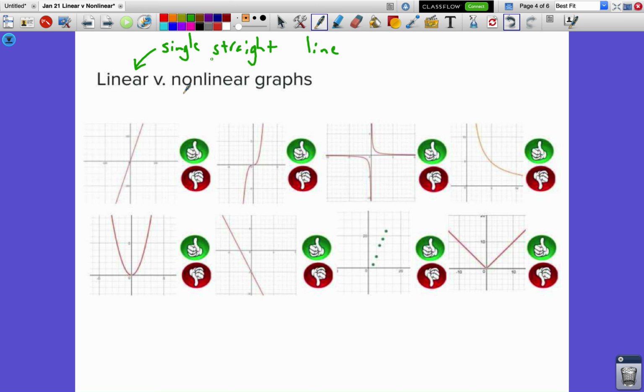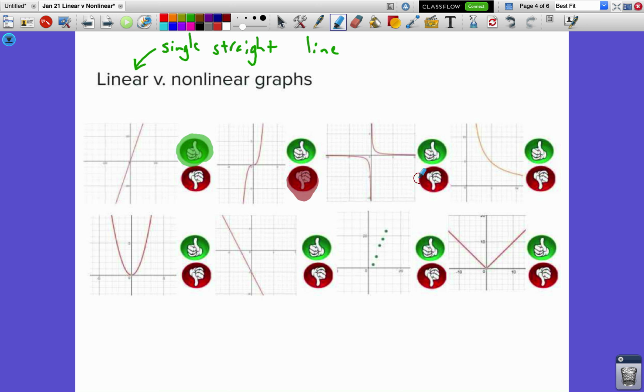Single straight line. So this very first one, this is a very classic linear equation. This is good. One second, I want it green. This one is definitely a linear equation. This next one, that's not a straight line, that curves. This one's actually a cubic function, which is not a type of linear function. So this one doesn't work.